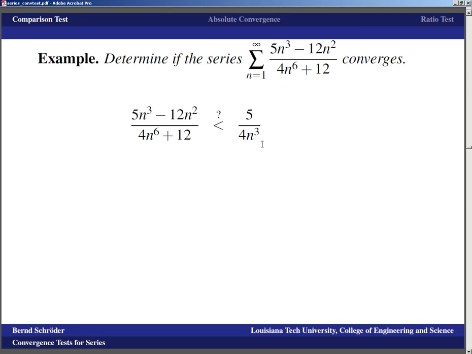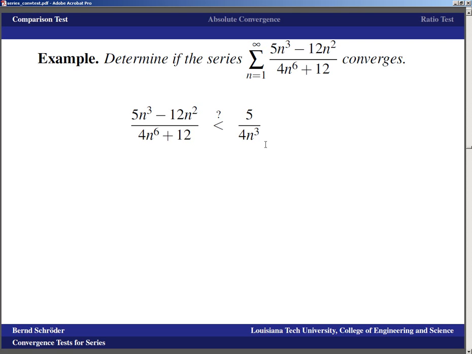Now, there are many ways to do this, and you probably want to practice working with inequalities a lot more than just this one example here. However, in this presentation, we want to get very quickly to the ratio test, so we're going to stay with just one example.